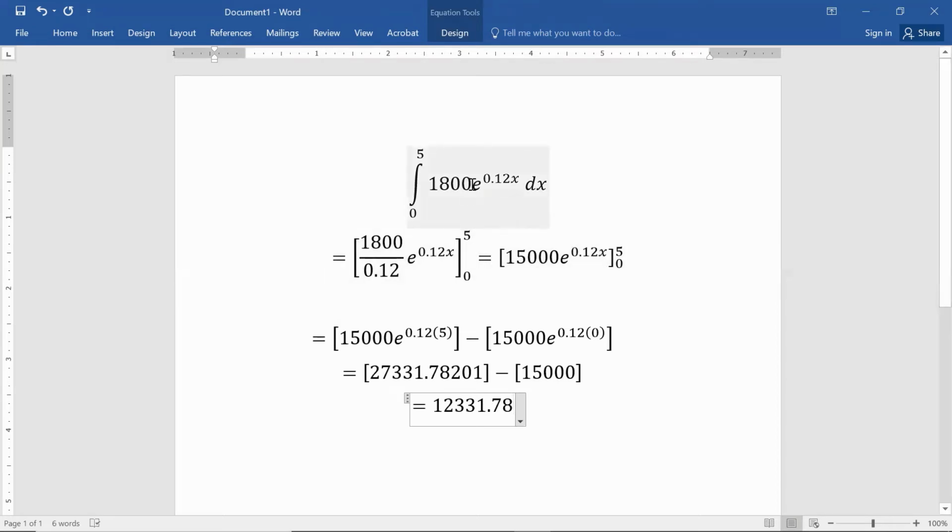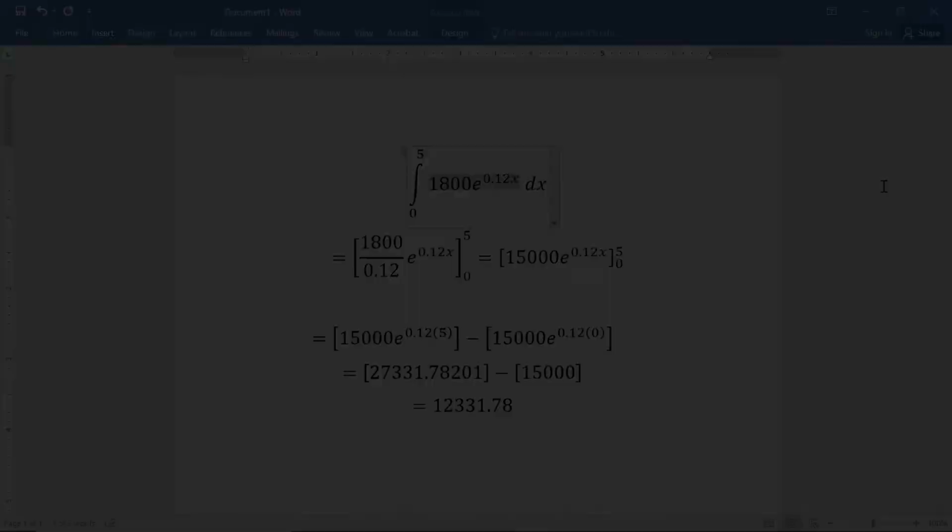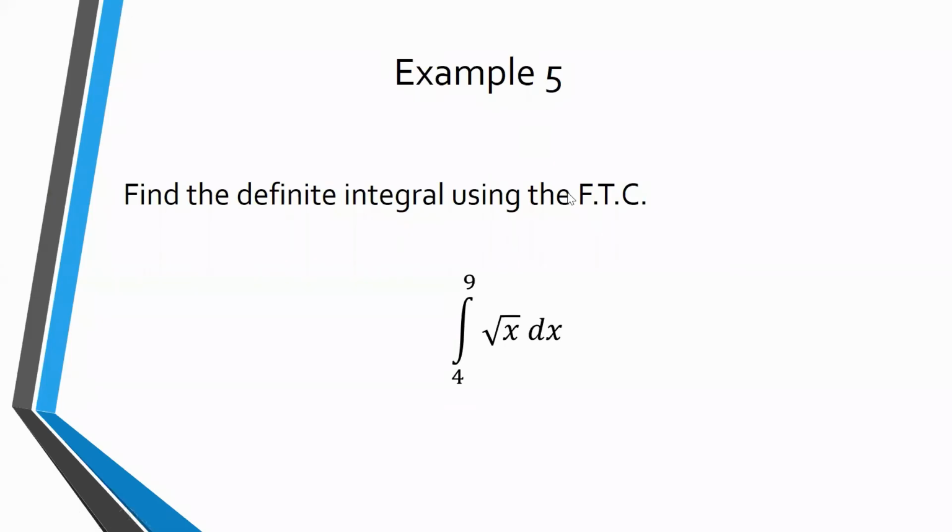This one, as you can see, requires us to remember one of our basic integration rules, in other words, our basic antiderivative rules. Let's do another example. Find the definite integral using the fundamental theorem of calculus. The integral here is from 4 to 9, and we're integrating square root of x with respect to x.